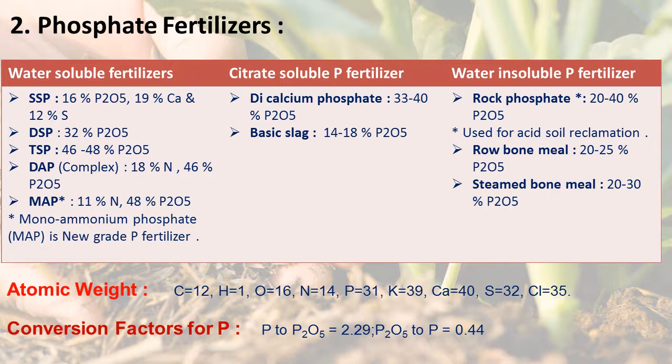And here I have mentioned the atomic weight of C, H, O, N, P, K, etc. And the main thing is the phosphate fertilizer conversion factors. It's the most important, and it comes in many competitive exams. That is, P to P2O5 is 2.29, and P2O5 to P is 0.44 or 0.43. And please pause the video and write down the notes.